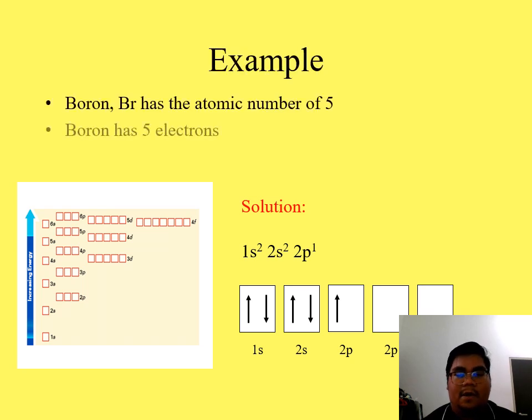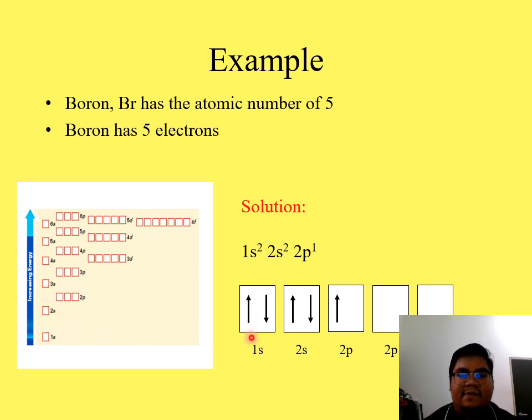The first one is boron. Boron has an atomic number of 5, which means it has 5 electrons. So how do we fill up the electron configuration based on this number? Since you have 5 electrons, and the first level only has a 1s orbital, this s orbital can only fit 2 electrons. So we see here the arrows, 1 going upward and 1 downward, and then we have another 3 electrons.